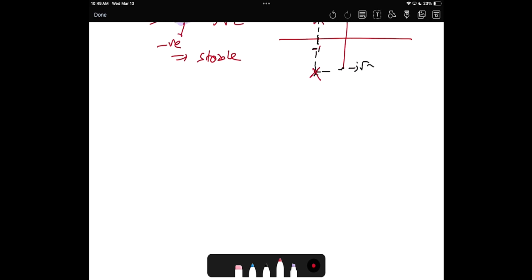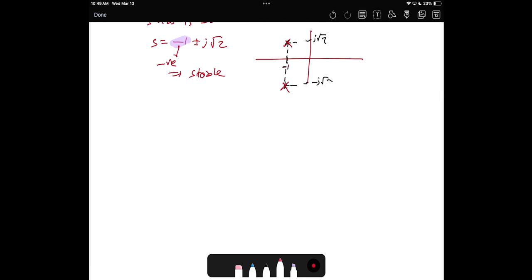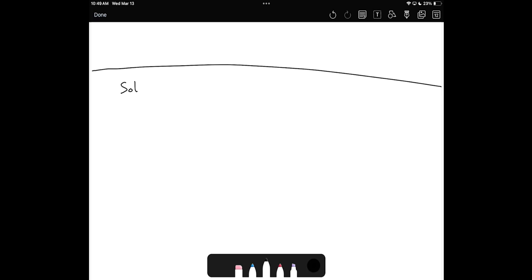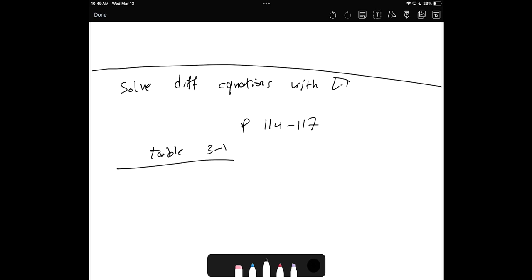Okay, so I didn't have enough time to go into differential equations, but maybe we'll discuss this in this lecture. I'm going to just write: solving differential equations with Laplace transformation. I encourage you to look at pages 114 to 117, and also keep in mind these two properties in Table 3.1.